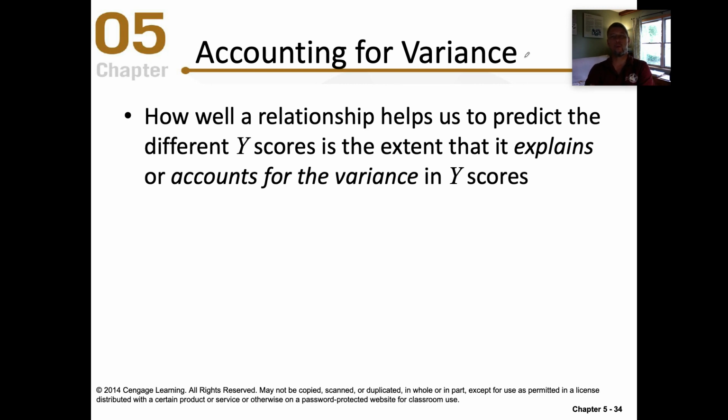So why is this important? Well, how well a relationship helps us to predict the different y-scores is the extent that it explains or accounts for the variance in the y-scores. In other words, the closer the data is to the mean, the smaller the standard deviation and the smaller the variance values, the more likely there is a strong relationship between the independent and dependent variables that you are measuring in your experiment. And so you're looking for a small standard deviation value.